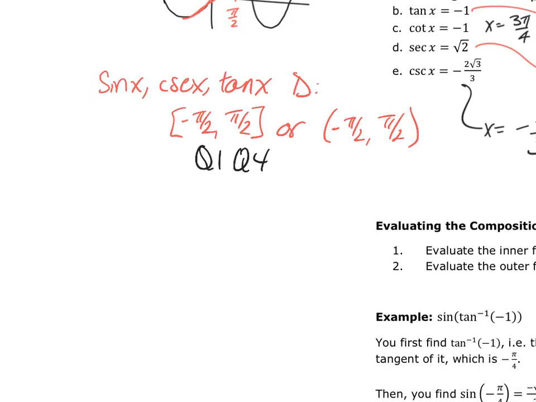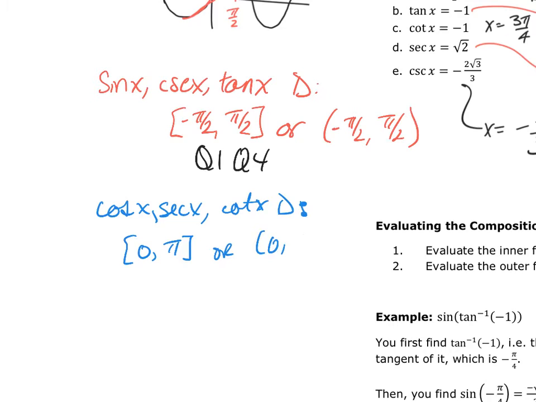For all the other ones, so for cosine, secant, and cotangent, your domains are from 0 to pi, but for cotangent we don't get inclusive, because at cotangent those are where it's undefined. So that's in quadrants 1 and 2.